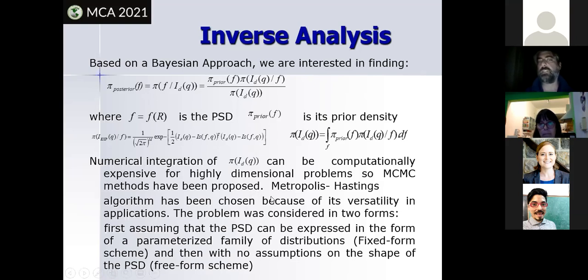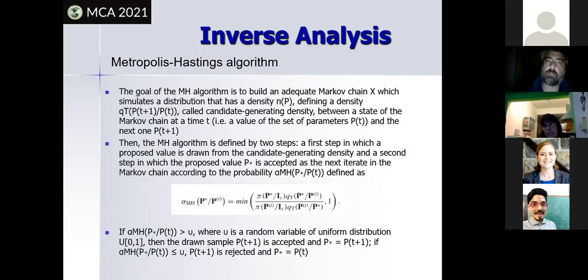In particular, we are using Metropolis-Hastings because it's an algorithm which is very simple in its implementation, although it has some problems with its parameter settings. The problem of Bayesian estimation of the PSD was considered in two forms. First, we consider a parameterized family of distributions to represent the PSD, the fixed form scheme, and then with no assumptions on the shape of the PSD, that is the free form scheme. Let's start with the first one. I'm going to skip this part on Metropolis-Hastings. If anyone is interested in this algorithm in particular, we can look at it after the presentation.